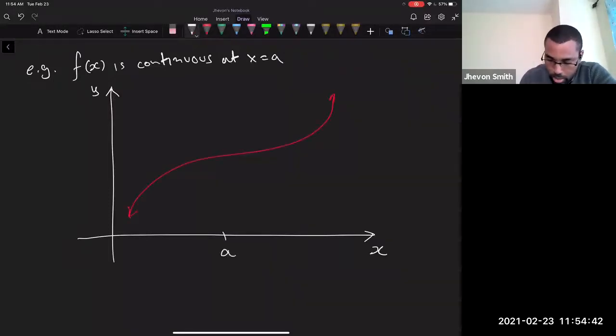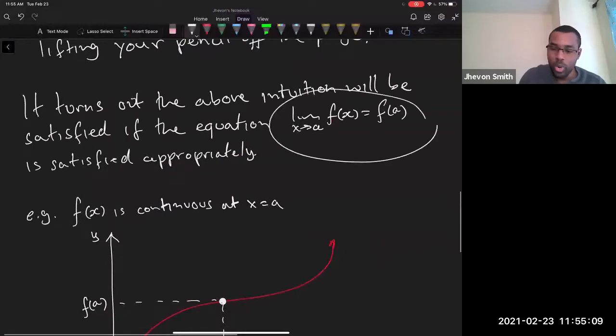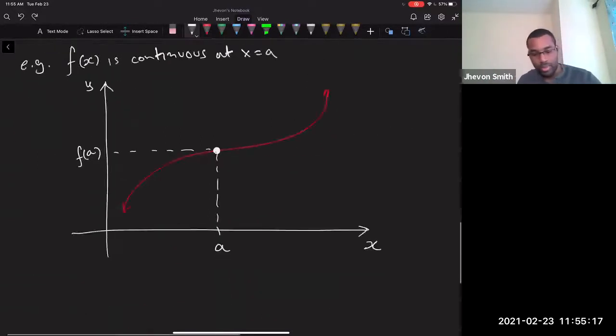Here's a. So there's a point at a, and this is f of a, and I can just draw passing through A without lifting up my pencil off the page because it's continuous. There's not a hole here. There's not a jump there. There's not a gap, right? And what I'm telling you is the only time you will be able to do this is if this equation is true at the point A. If that equation is not true, you will not be able to do this, right?